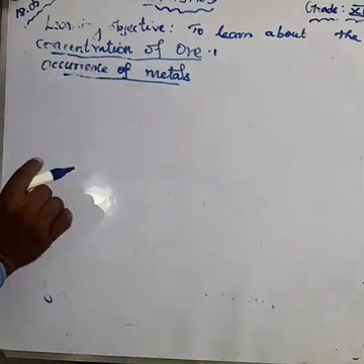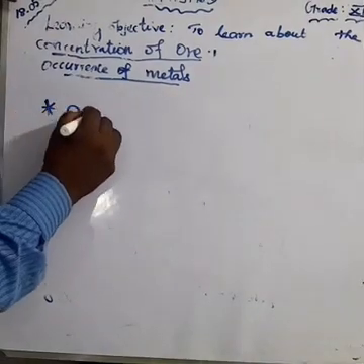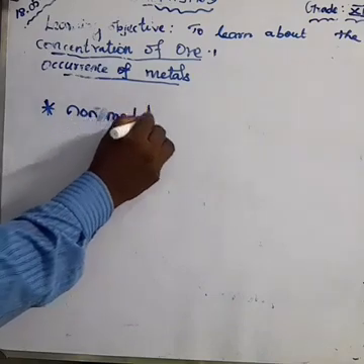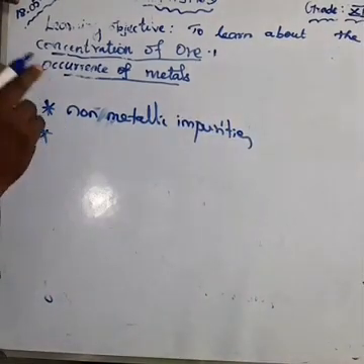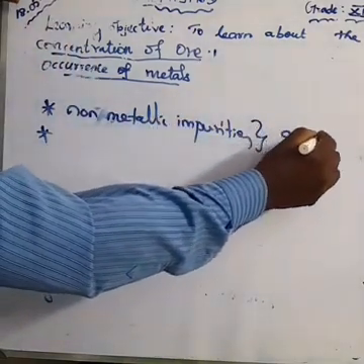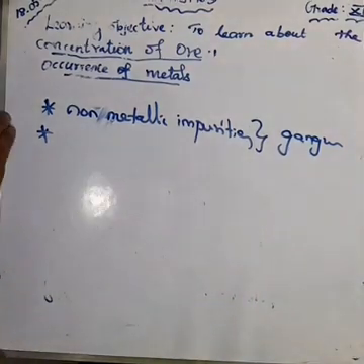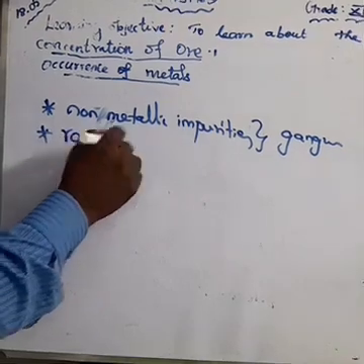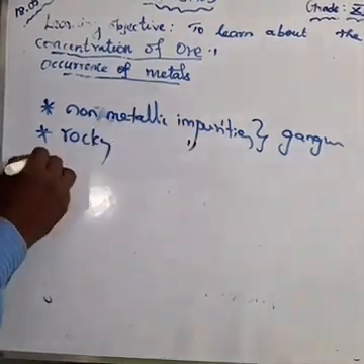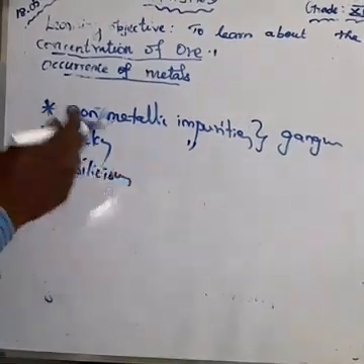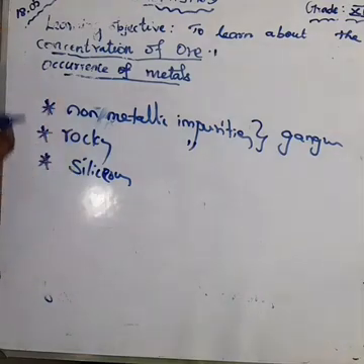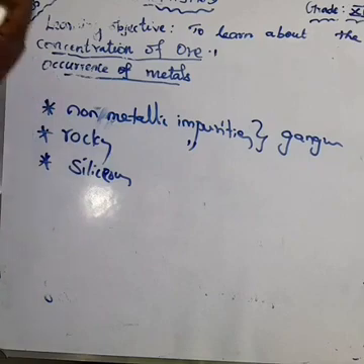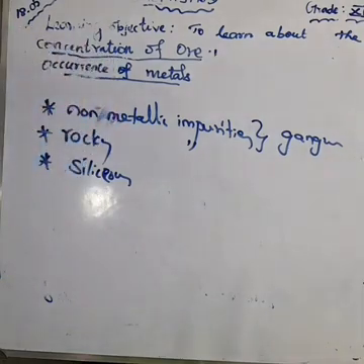The ore is associated with non-metallic impurities, that is rocky impurities and siliceous matter. Siliceous matter means sand waste. These are collectively known as gangue. Gangue means impurity. First we have to remove these impurities. There are many processes for this. This removal process is called concentration of the ore.